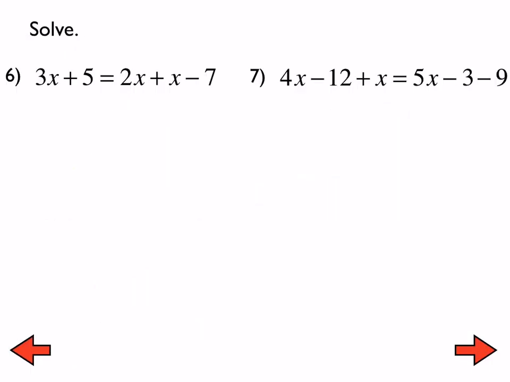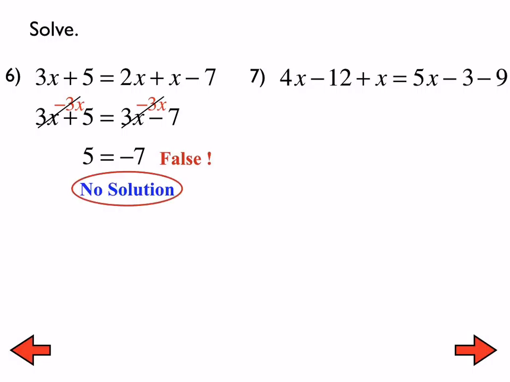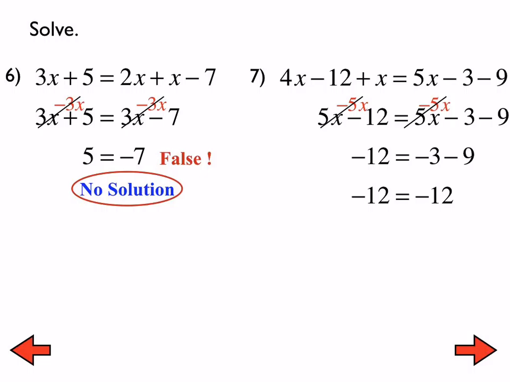Alright, number 6. What I did is that I had 3x plus 5 equals 3x minus 7. I subtracted 3x from both sides. So 5 equals negative 7. So I got no solution. Excellent. Number 7. Okay, so on the left side I added 4x plus 1x. I got 5x minus 12 equals 5x minus 12. Then I subtracted 5x and 5x, and I got negative 12 equals negative 12, which is infinitely many solutions. Very nice. Infinitely many solutions.